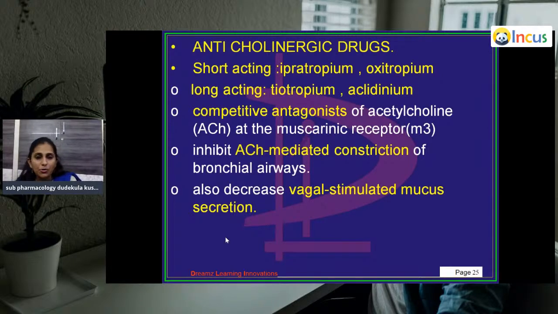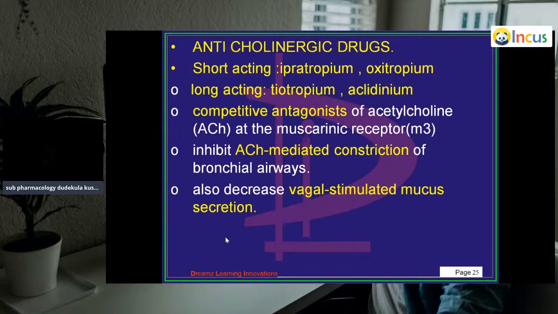Long acting: tiotropium, aclidinium. They are competitive antagonists to acetylcholine at the muscarinic receptor, the M3 receptor, as I told you. They mainly inhibit acetylcholine-mediated constriction of bronchial airways, and they also decrease vagal stimulated mucus secretion.